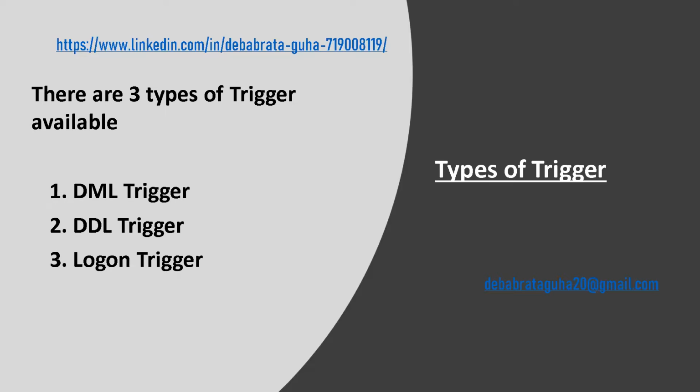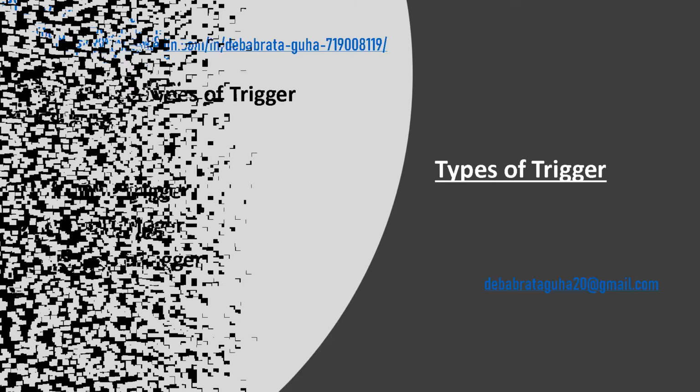The last one is the logon trigger. It is not that much used, but in some projects it might be used majorly. A logon trigger is something where, whenever someone logs into the server, you want to do some task at that particular moment, like tracking who that person is and when he logged in. For each login you want to perform some task, this type of trigger is good to use. But today we will focus on the DML trigger.